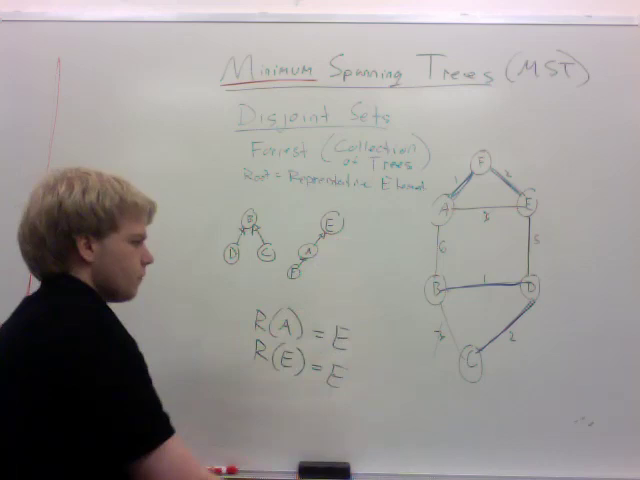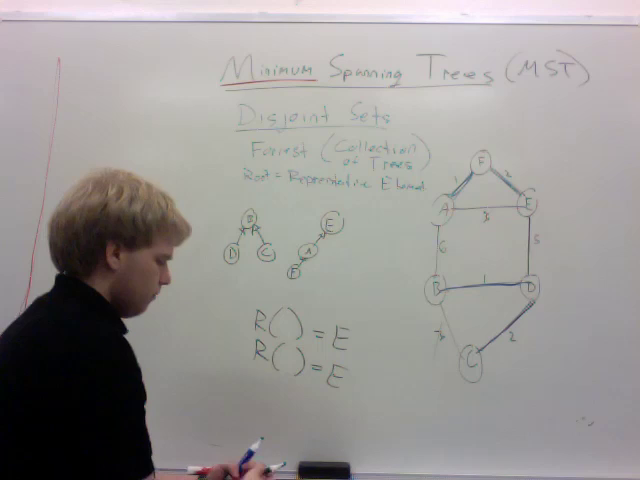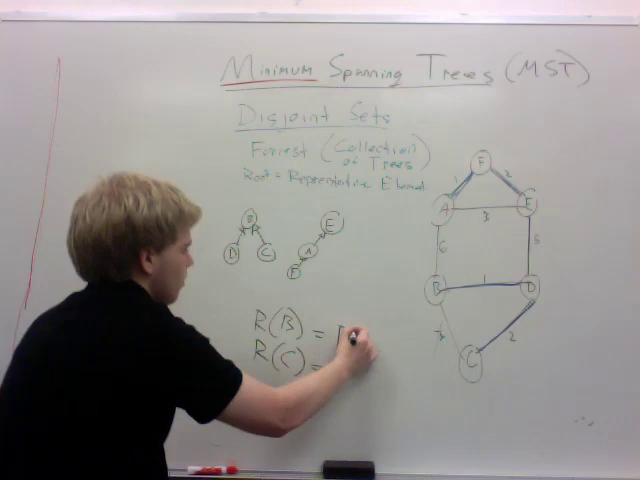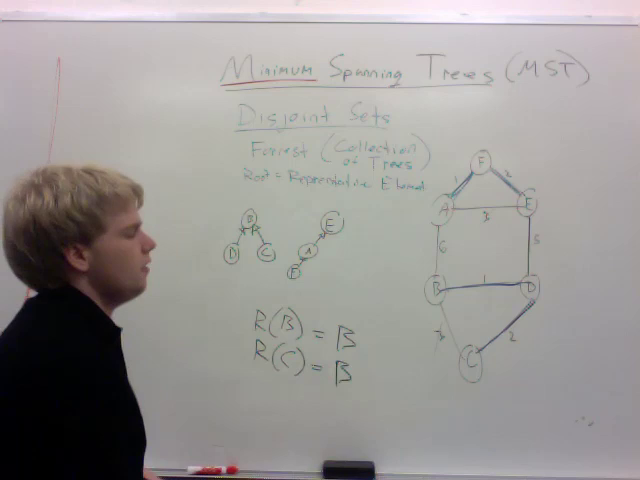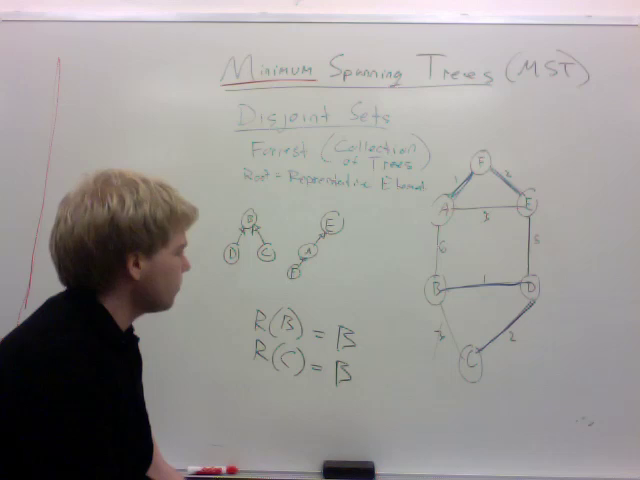So now let's do the same thing with B and C. That would be the next edge that I would consider. B and C, and get their representative elements. So the representative element of B is B. The representative element of C is also B. So once again, this would create a cycle, so I can't have that. I can't add this edge to my minimum spanning tree because they're already in the same component.